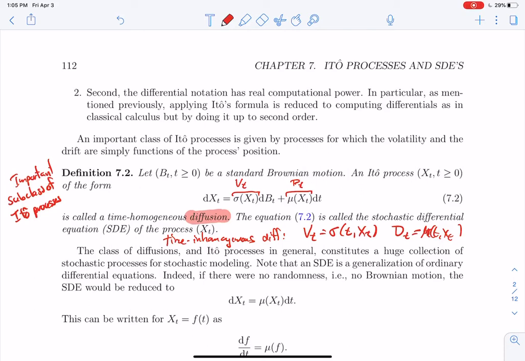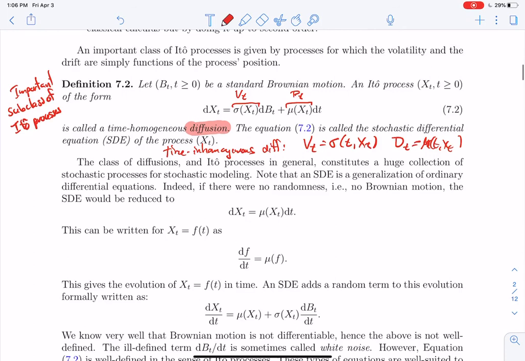We will see later that most examples we saw, the Ornstein-Uhlenbeck process, it's not a martingale, but it's a diffusion, a time homogeneous diffusion. What else? Geometric Brownian motion, it's a diffusion. Brownian bridge is a diffusion, and not time homogeneous, and also Brownian motion with drift. All right, so there's several examples. Okay.